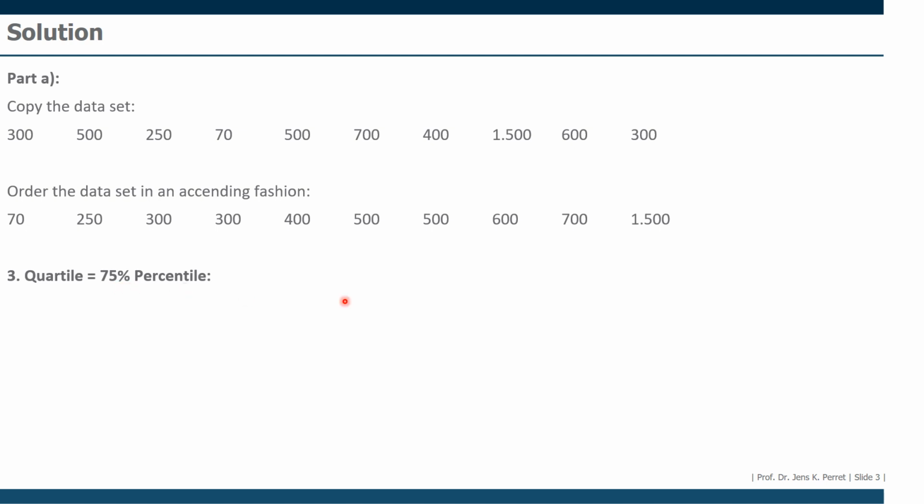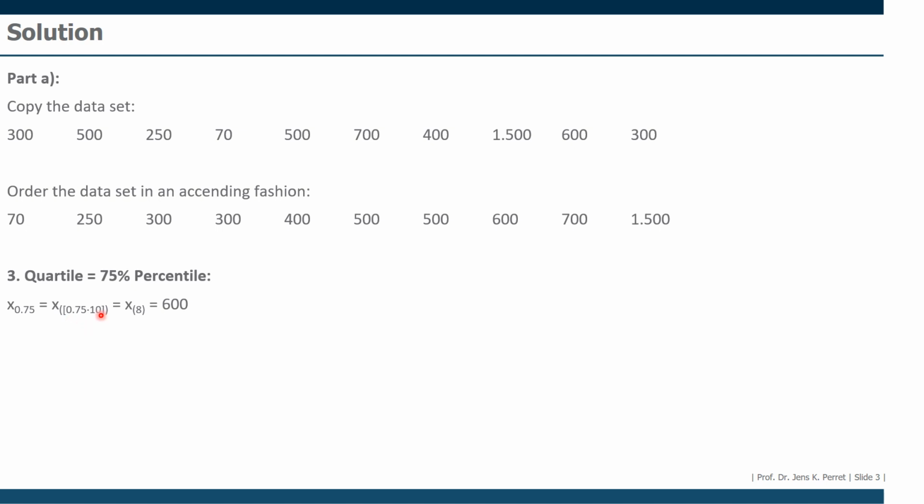All these percentiles or quantiles we're going to calculate in a specific fashion, starting with considering this percentage value and multiplying it with the number of observations. So here we have 10 observations. Multiplying 0.75 times 10 gives us 7.5.